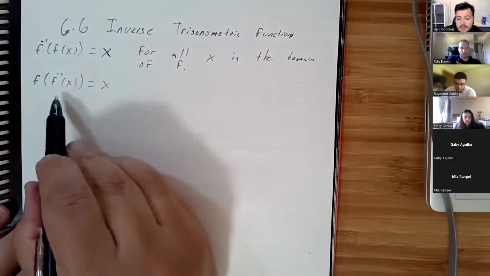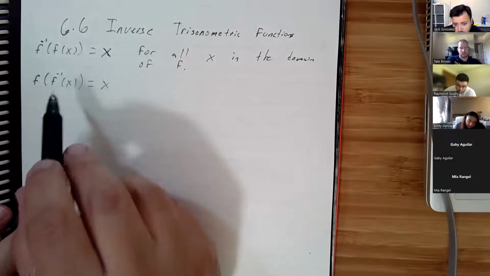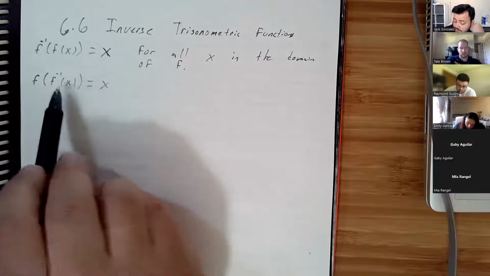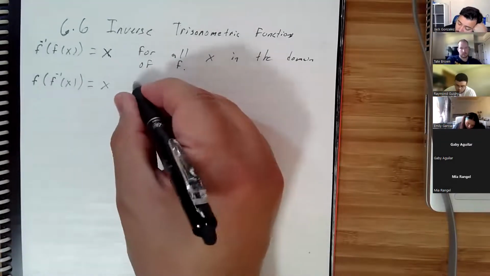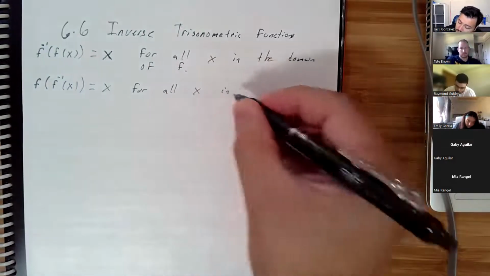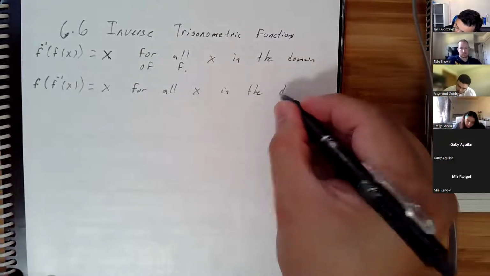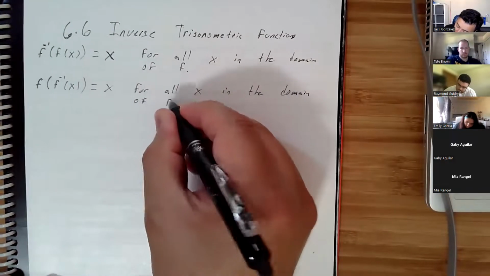So this needs to cancel, leaving you with just the argument. But this needs to hold true for all x in the domain of the inside function, f inverse. So for all x in the domain of f inverse.